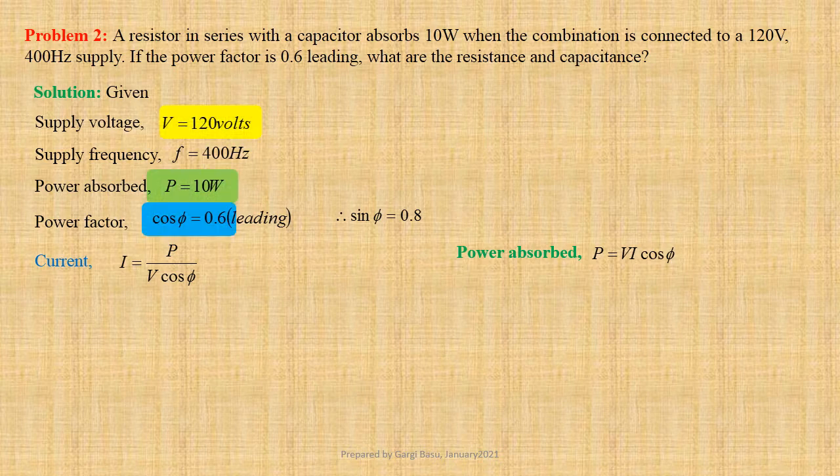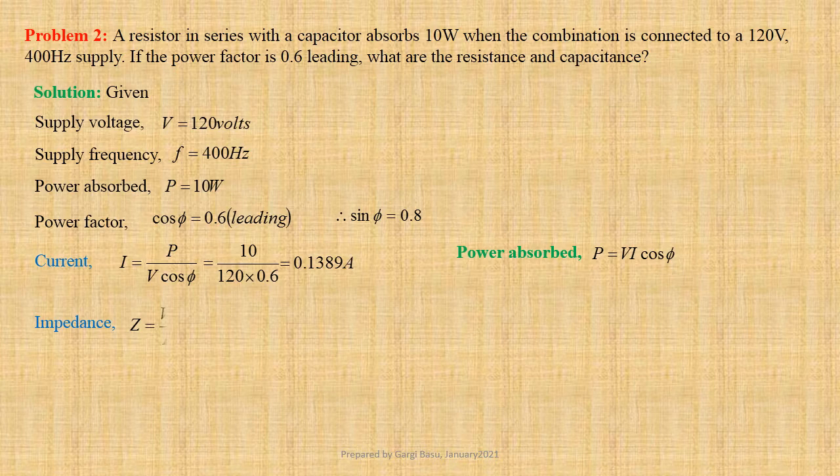Putting values, we get 10 divided by 120 into 0.6. That gives us 0.1389 ampere. Let us determine the value of impedance. Z equals V by I, that is equal to 120 divided by 0.1389. That gives us 864 ohm.